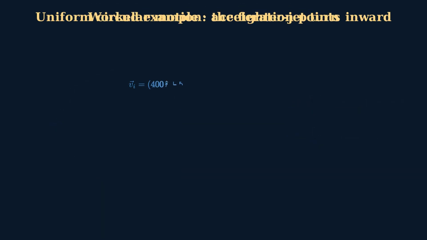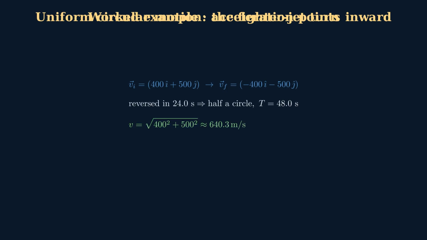A jet enters a flat circular turn, and 24 seconds later its velocity has exactly reversed. A reversed velocity means it swept half a circle, so a full period is 48 seconds. Its constant speed is the magnitude of that velocity, about 640 meters per second. Combining a equals v squared over r with the period formula gives a equals 2 pi v over T, about 84 meters per second squared, or 8.6 g. That's well past the 4 g where pilots grey out, a recipe for G-induced loss of consciousness.